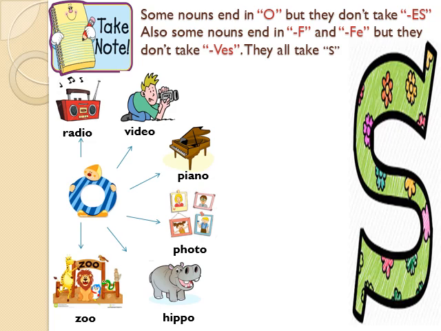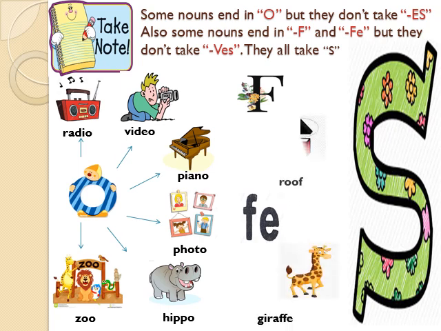Also, there are some naughty nouns that end with f or fe and also don't take VES. We have only two words, giraffe and roof. When we change them into plural, we add only S, giraffes and roofs.